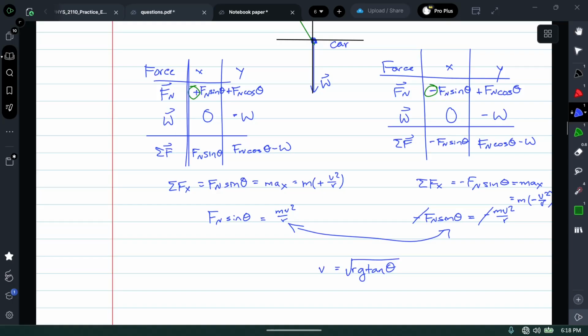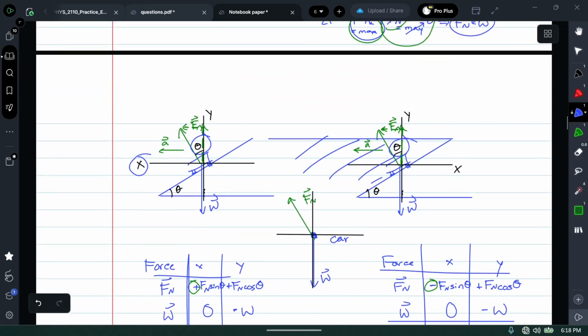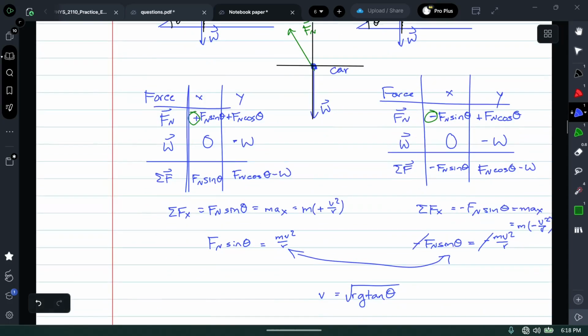For the velocity, how I choose to label that speed can differ depending on the system I'm in. Although in this scenario, the velocity is in the z direction. It's into the page because the car is actually moving that way at this moment in time.